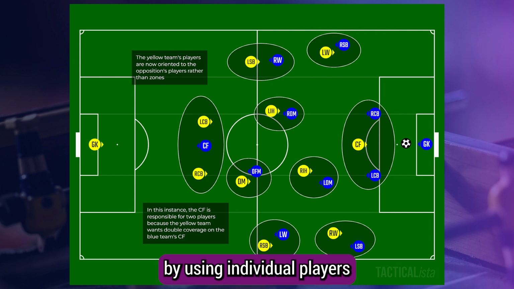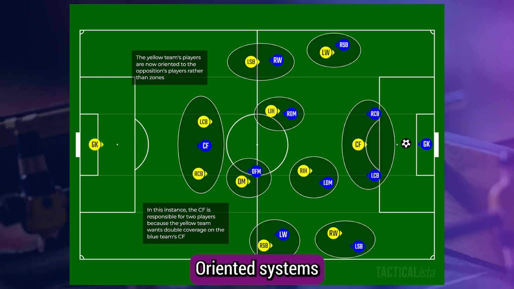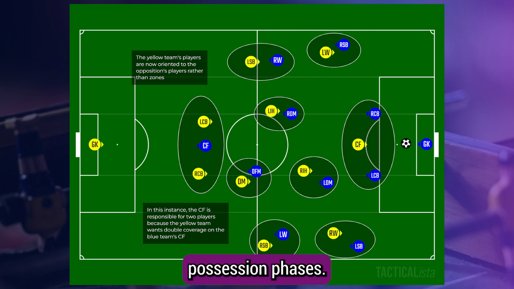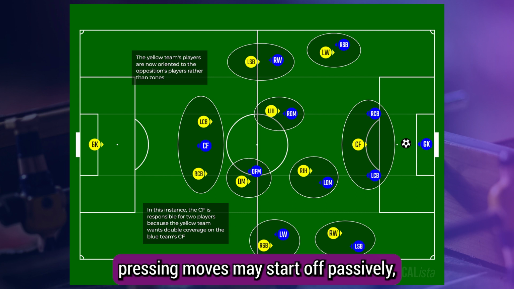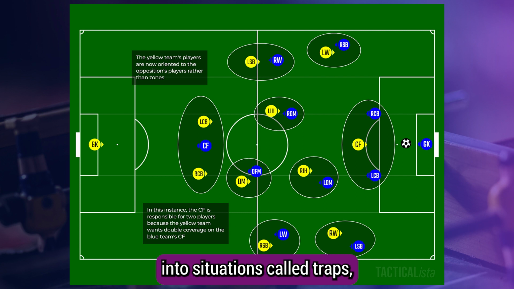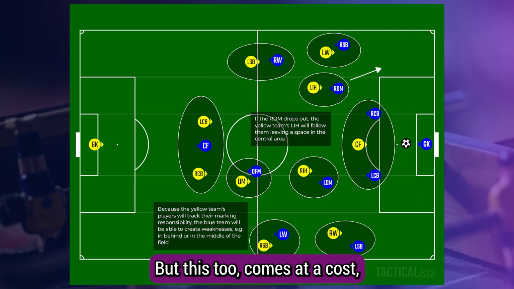Player-oriented systems exist on the opposite side of the same coin. By using individual players on the opposition team to orientate your pressing, player-oriented systems are generally much more focused on disruption of opposition possession phases. Although player-oriented pressing moves may start off passively, the idea is to move the opponents into situations called traps, where all of their players around the ball are marked or covered, making them vulnerable to a turnover of the ball. But this, too, comes at a cost.